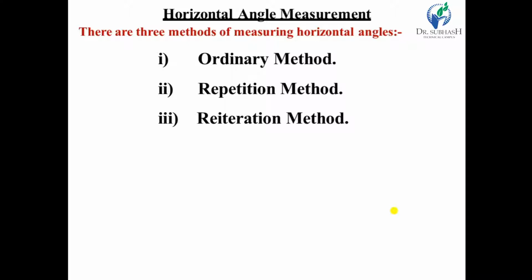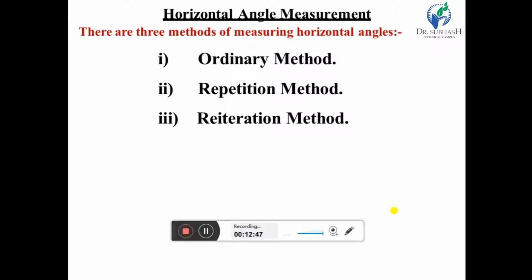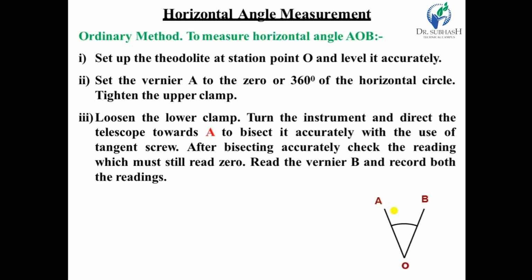Now we are moving to the horizontal angle measurement. There are three types of methods used for horizontal angle measurement. One is the ordinary method, second is the repetition method, and third is the reiteration method. We are studying the ordinary method.